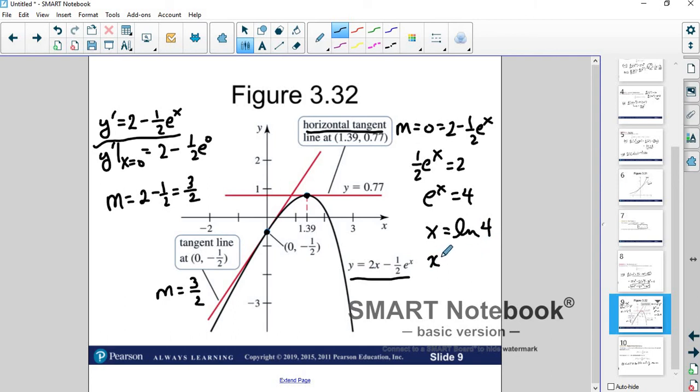And I can plug that into my calculator to get an approximate x value of 1.39. And so what does that mean? That is the place where the slope is equal to 0, where this function has a horizontal tangent line, right?